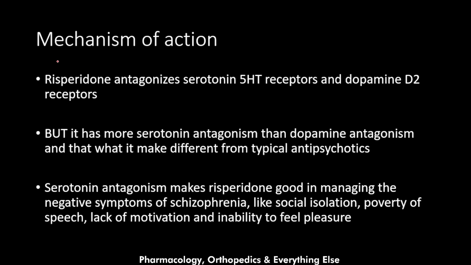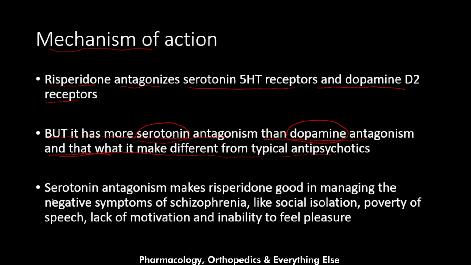Now let's talk about the mechanism of action of Risperidone. So Risperidone antagonizes the serotonin 5-HT receptors and the dopamine D2 receptors also. But it has more serotonin antagonism than dopamine antagonism, and that's what makes it different from the typical antipsychotics. Because the typical antipsychotics antagonize dopamine better than they antagonize serotonin, while the atypicals antagonize serotonin better than they antagonize dopamine.